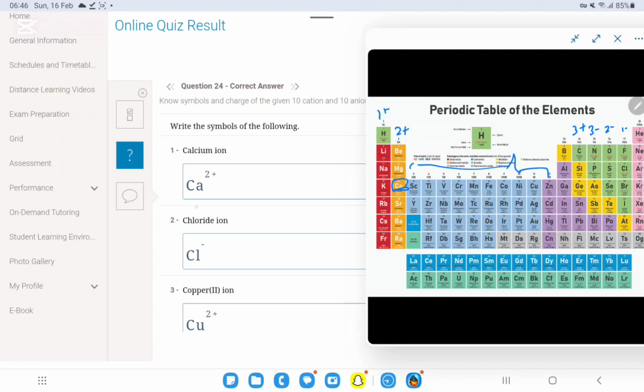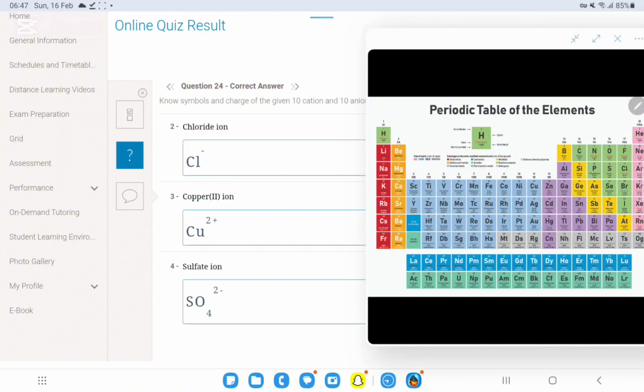Chloride ions, so Cl, chlorine. Group 17, Cl, 1 minus. Again, since it's 1 minus, you don't need to put the numbers, just minus is enough. Copper, and they give you II, Roman numeral for 2, ion. Since it's a metal, the charge is positive, and they gave it this Roman numeral II, so it's 2 plus. It's plus because it's a metal, we said that.